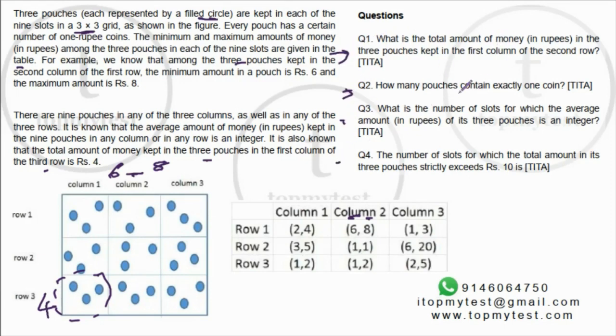What is the total amount of money? How many slots have exactly 1 coin? So you need to figure out for every pouch. What is the number of slots in which the average is an integer? What is the number of slots where the total amount strictly exceeds 10? So we need to figure out all the values here. Okay, so let's check what we can get.